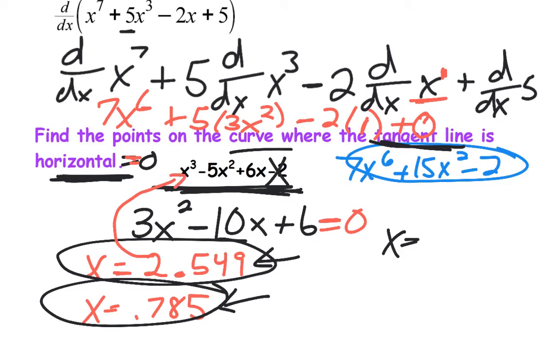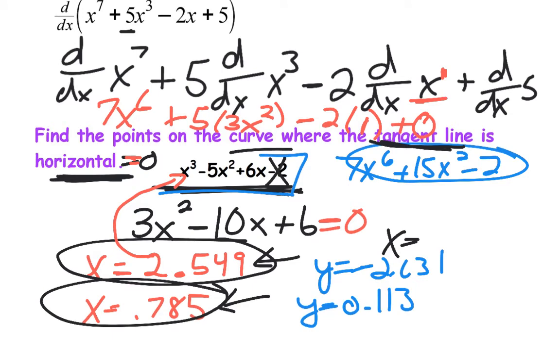When I do that, what I get is that the y part of it, for the point, is equal to negative 2.631. Down here, y is equal to 0.113. Now, you can graph it, and you can check it on Desmos if you would like. But you're going to have to show me how you got this.